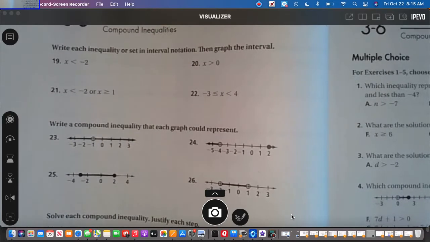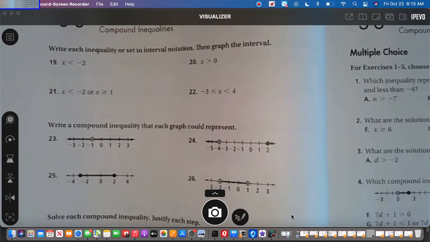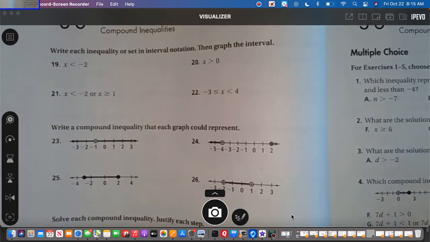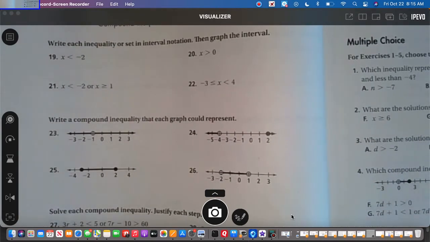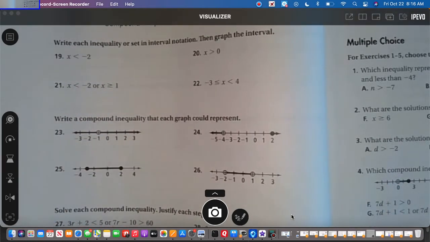Okay, they want you to write a compound inequality. So I want you to look at number 23. What number does it look like I'm centered around? -1. So I have numbers that are greater than -1 and numbers that are less than -1. Since I've included everything, it's an or. Does everybody see that? So I'm going to write that. This is what it looks like. You're looking at 23 on your paper.